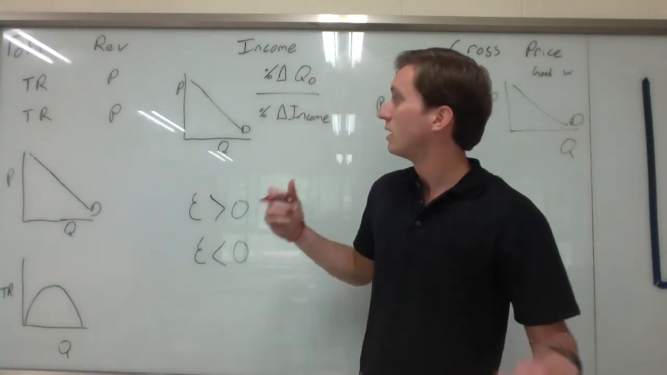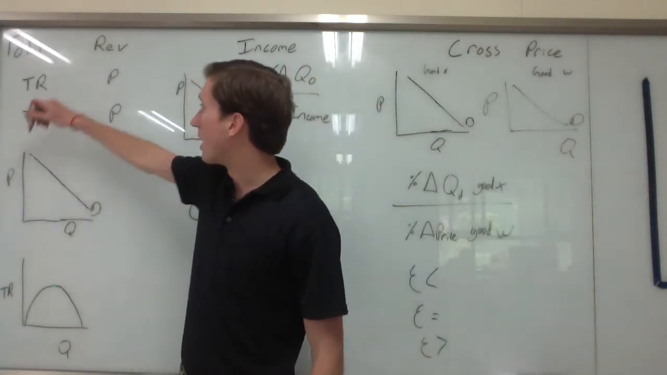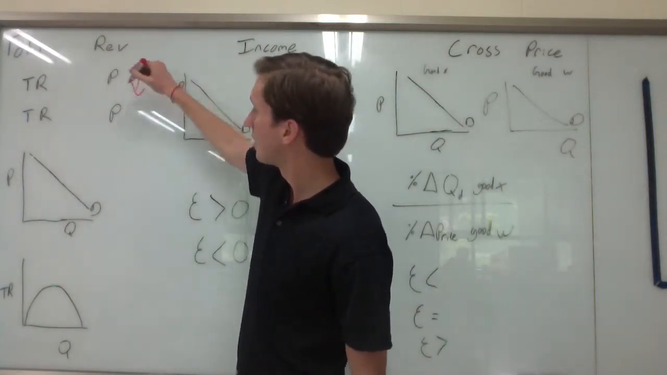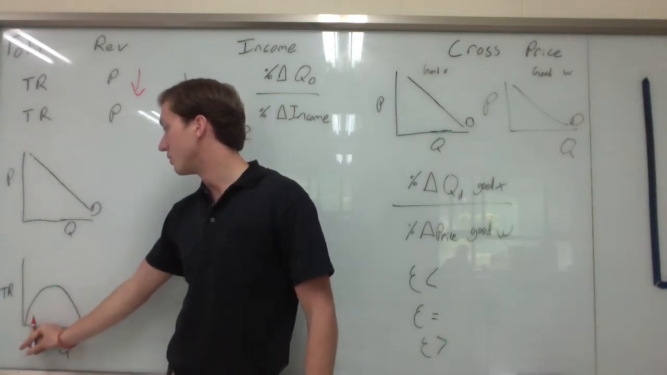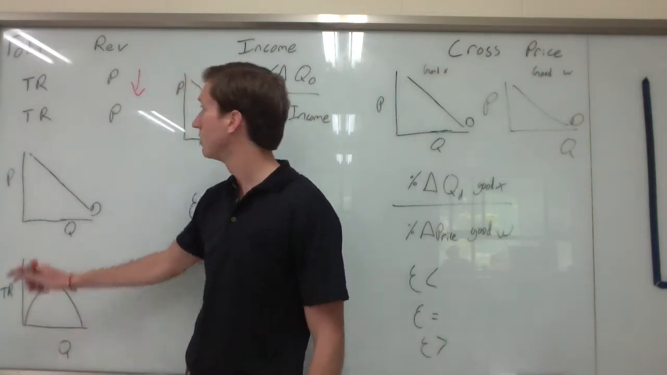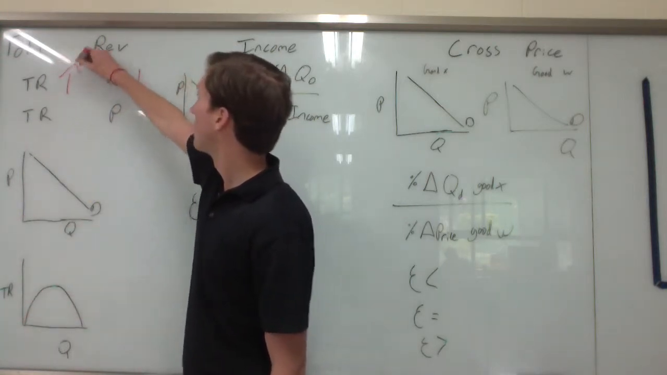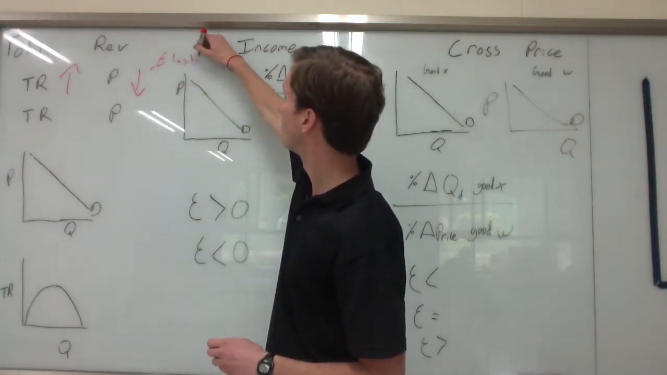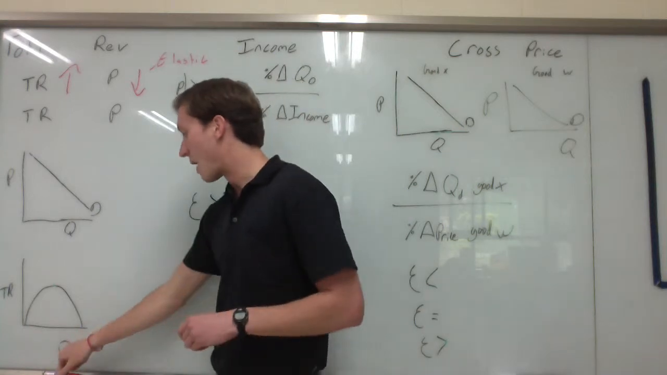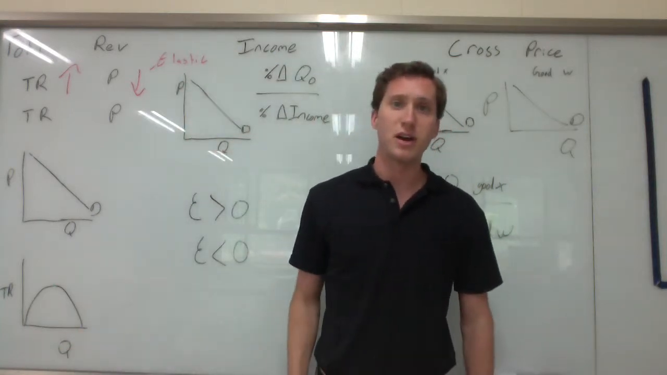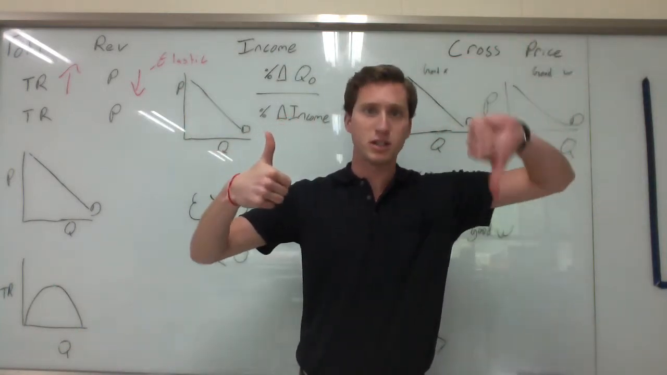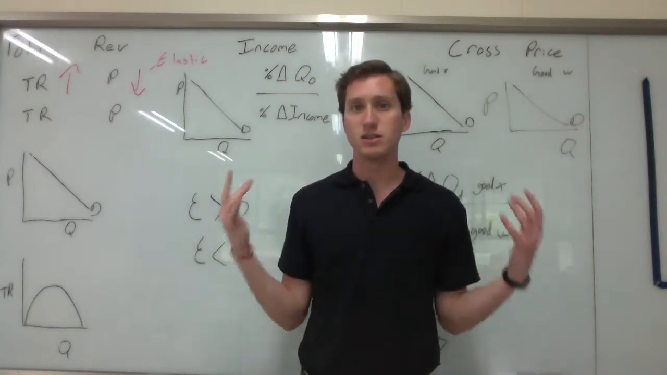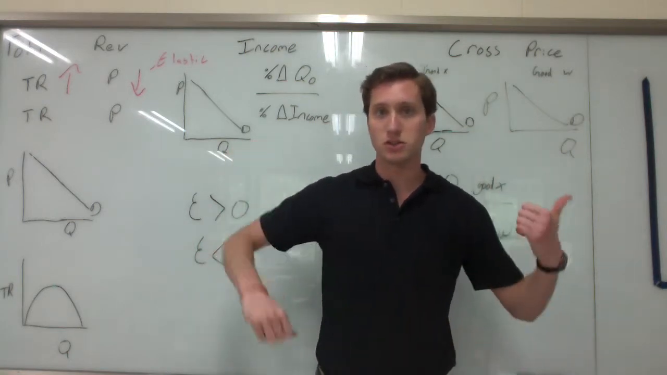So, if price is going down and total revenue is increasing, then that good is considered elastic. So they're going in opposite directions. So price could be increasing, but total revenue is decreasing. That means that it is an elastic good, opposite directions.